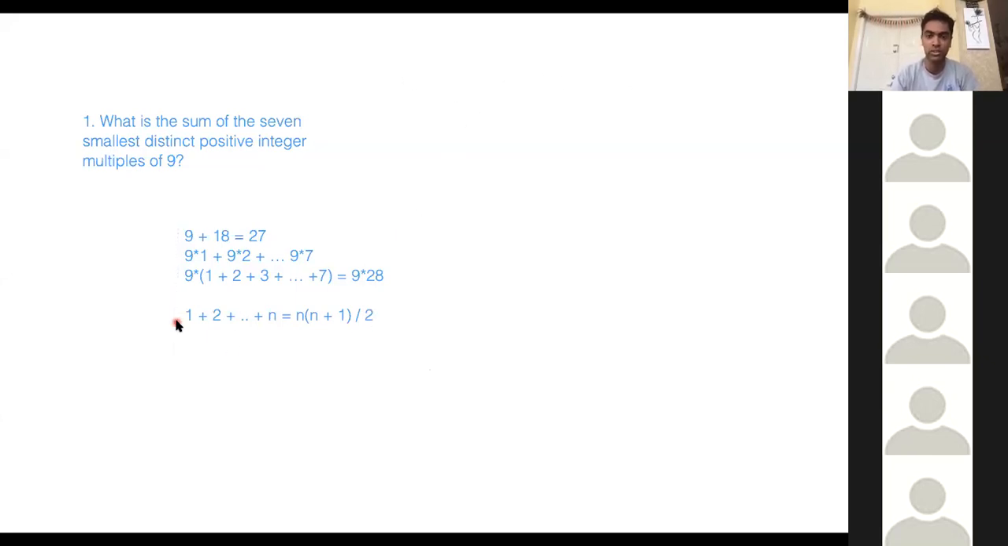So in this case, you can do 9 times 1, 9 times 2, 9 times 3 up to 9 times 7. If you add these up, you get 9 times 1 plus 2 plus 3 up to 7. So using this formula, it's 7 times 8 divided by 2, which is 28. So 9 times 28 gives you 252. Any questions on this?